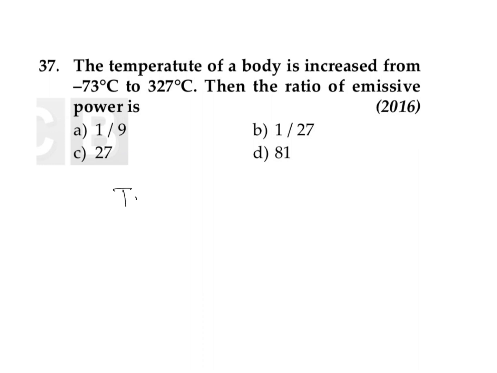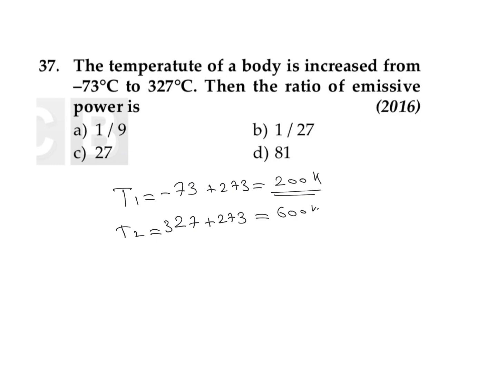So the temperature in the first situation is given as minus 73. If you add 273, we can convert it into the Kelvin scale. So we'll get the answer as 200 Kelvin. And the temperature in the second situation is given as 327. If you add 273, then you'll get 600 Kelvin. So we can say that the temperature changes from 200 to 600 Kelvin.